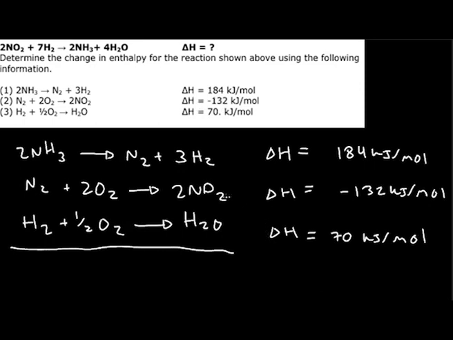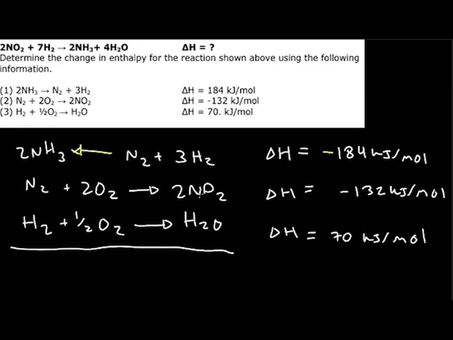Okay, now that we've rewritten the information, we can start playing around with it and seeing how we make it fit our final equation. So the first thing I notice in equation 1 is that NH3 is on the reactant side and we want it to be on the product side. A simple way to fix this is by reversing the equation as the following. We would change the direction of the arrow like this, and by doing so we would also inverse the enthalpy change. So from a positive it would become a negative.